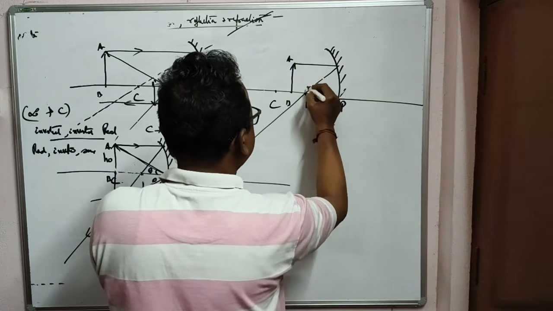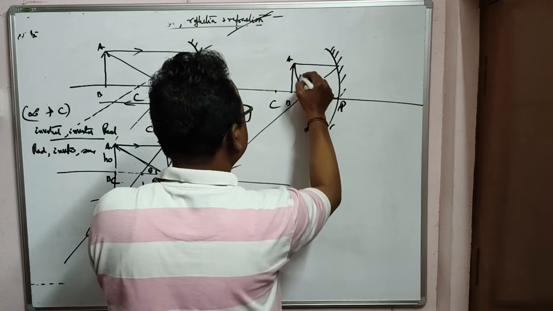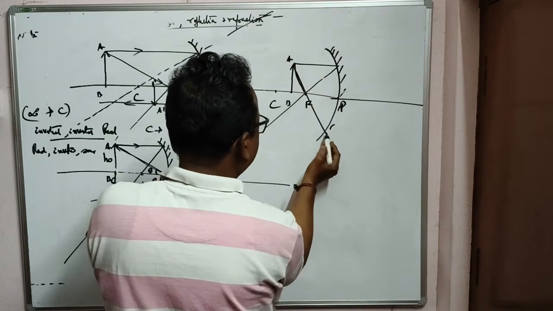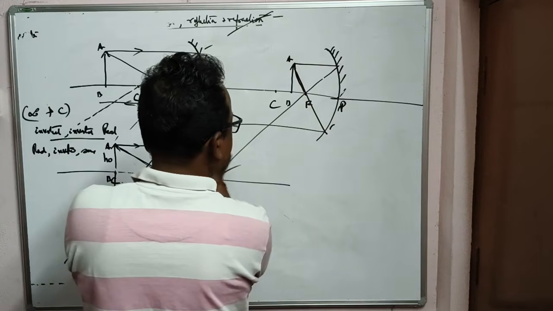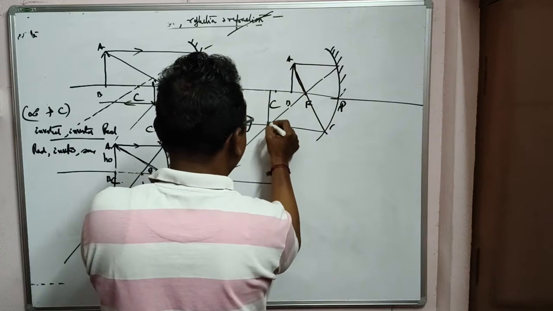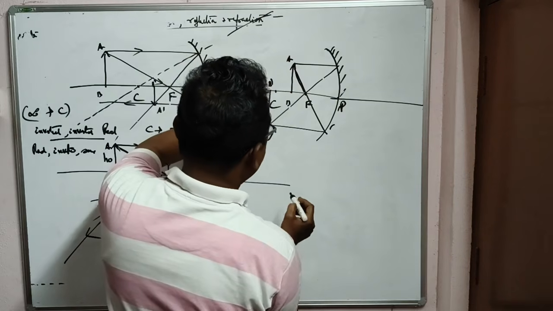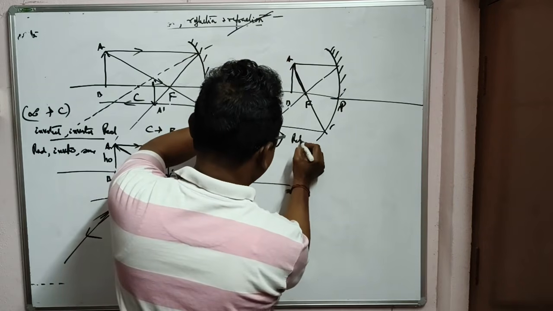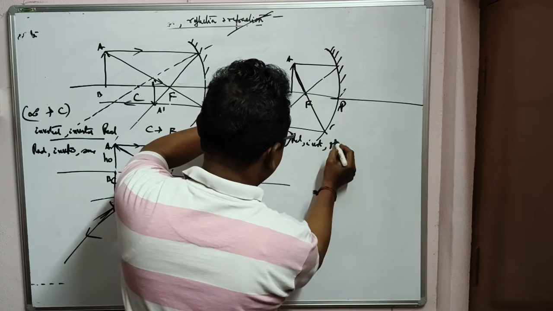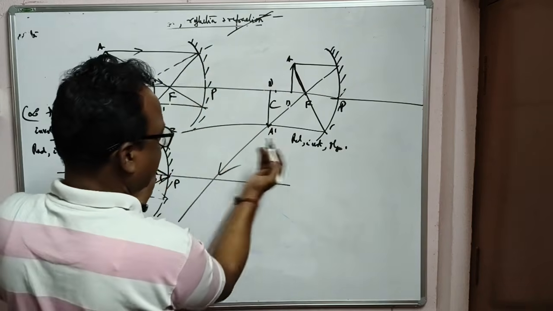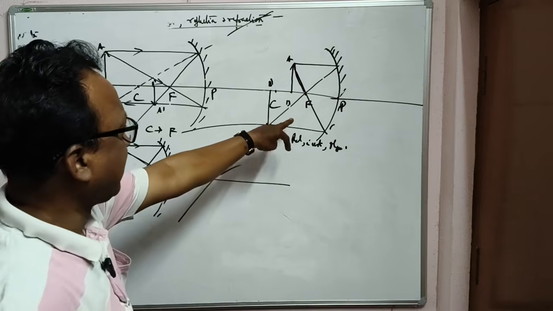Suppose I take it at focus here. Focus means it has to go parallel. You can see the image is shifting now. A dash, B dash. So here there is little magnification. Again real, inverted but magnified image. And the image is shifting, you can see, when it's between center and focus.